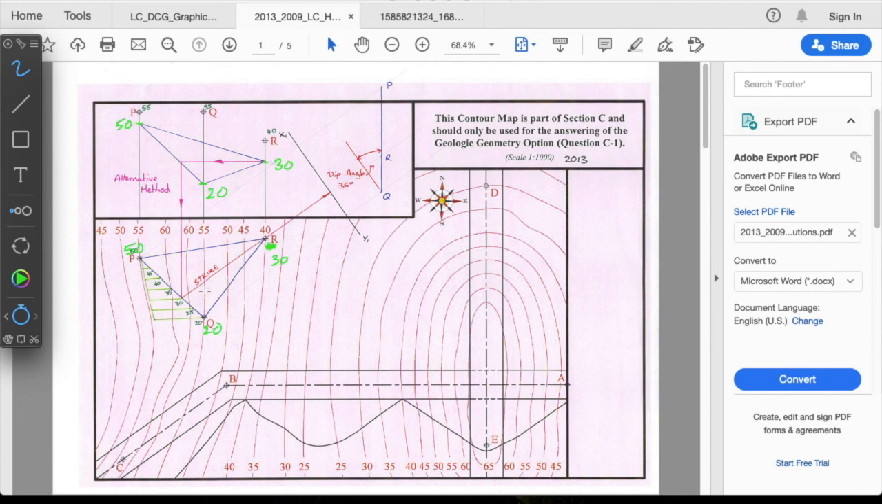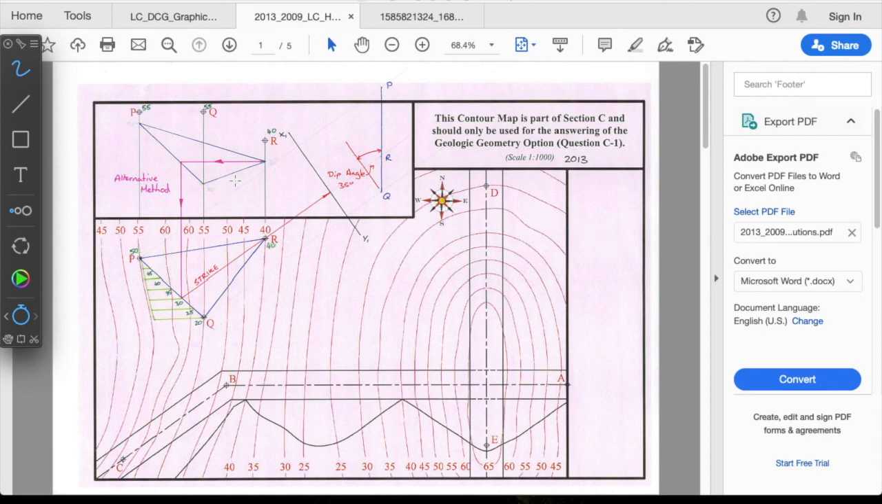So I know that R is at 30, and I know that this point on the other side is at 30. I can just join up through those, and they will give me my strike. In this question you could use either way because you had the elevation, but there are other questions where you don't.